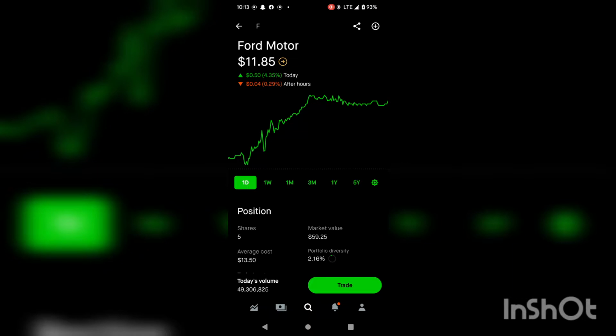Okay, so we are in Robinhood, and we went to the search bar and typed in the letter F for ticker symbol F, which is Ford Motor. Currently at $11.85 per share.